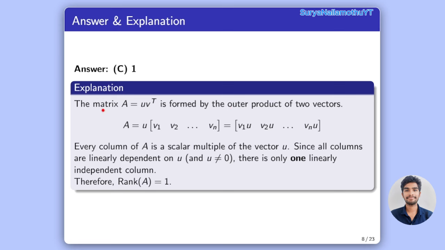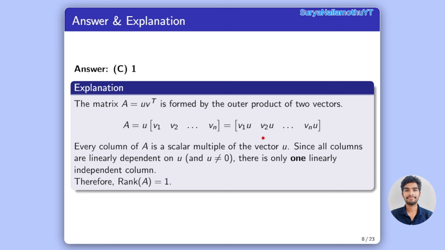Here you observe that the matrix is the outer product of the two vectors, right? So each column of the matrix A is a scalar multiple of a vector. So all columns are linearly dependent. It means that with only one linearly independent column, the rank will be 1. This is how we observe that.